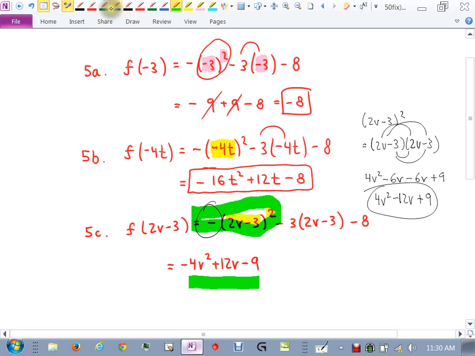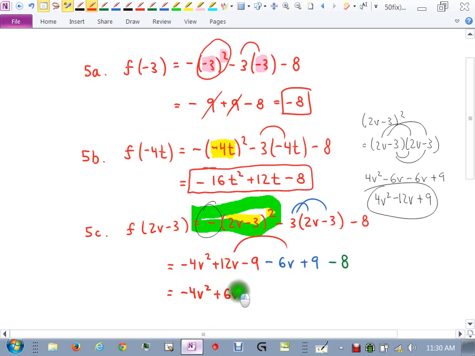Then on the next piece, I have negative 3 gets distributed through. So that gives me negative 6v plus 9, and I still have that minus 8 way out there in the end, minus 8. And now what I can do is collect like terms together and get a final answer. So negative 4v squared. See, I have 12v. I take away 6v. That leaves me with 6v. Negative 9 plus 9 is 0. Then I have the minus 8. That's it. Okay, quick pause here.